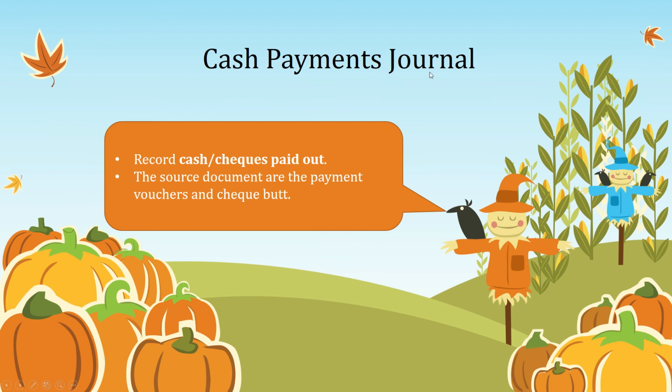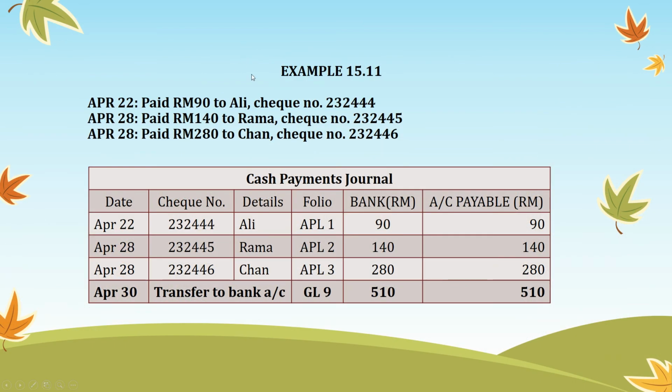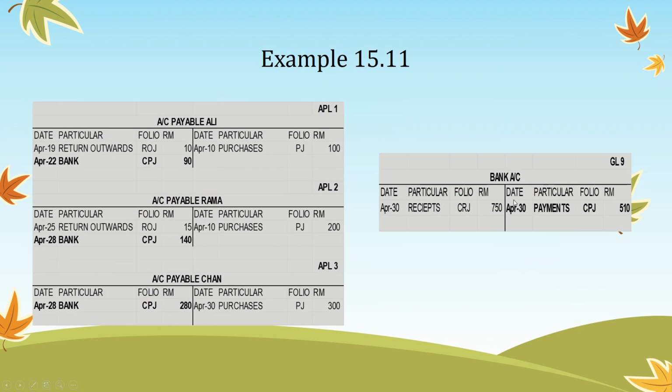Cash payment journal is used to record cash or check paid out. The source documents are the payment voucher and check part. These are the three examples in 15.11 to record the cash payment. Cash payment to account payable will be recorded in cash payment journal. The first column is the date, followed by the check number, and then the detail, the folio, bank column, and account payable column.